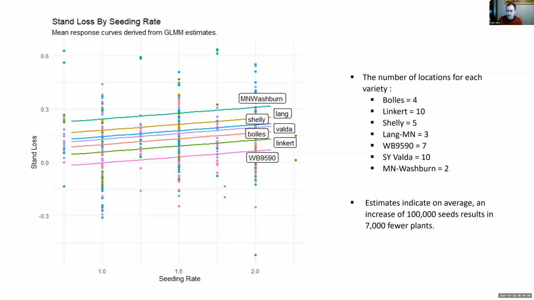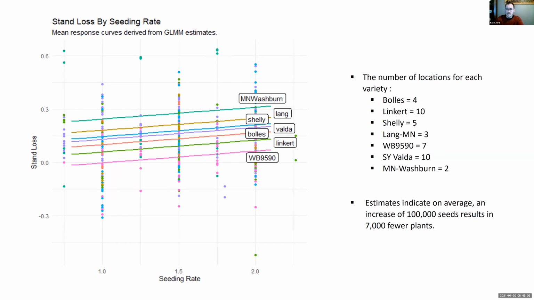You can see a positive trend. So as we might expect, as the seeding rate increases, our stand loss increases. In other words, we get lower emergence or lower amount of emergence. The actual average ended up being about, for an increase of 100,000 seeds, we might expect then about 7,000 fewer plants to get an idea of the stand.